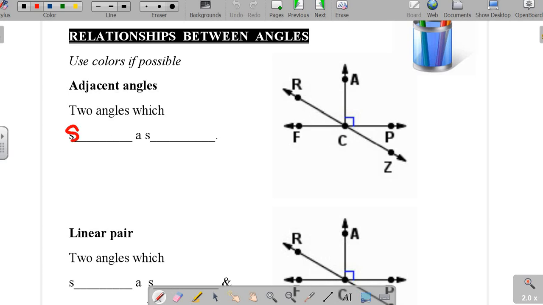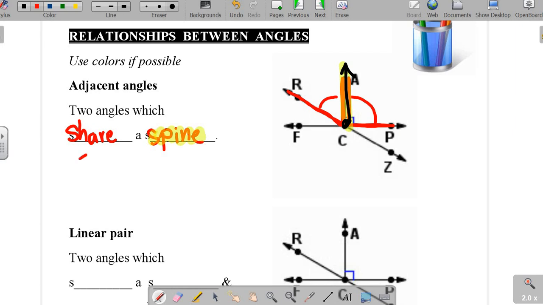Adjacent angles. Adjacent angles are two angles which share a spine. So angle RCA and angle ACP would be considered adjacent. They share a spine, also known as a common ray. They're adjacent. They're next to each other. They have a common ray, AC.